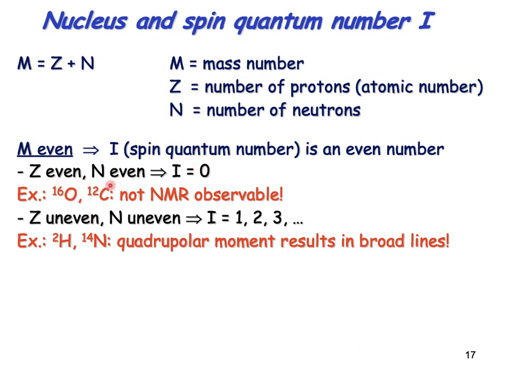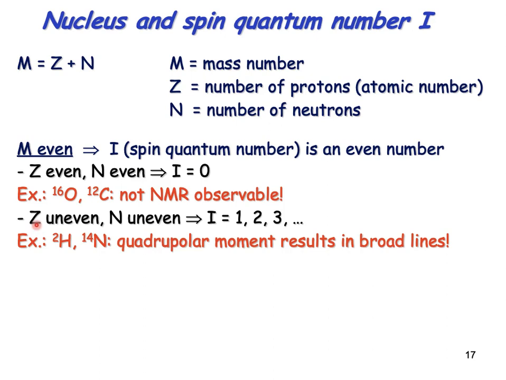In the case of carbon-12, there are 6 protons and 6 neutrons, so that equals 12. The mass number is even, so the spin quantum number will also be 0. If the spin quantum number is 0, then these nuclei cannot be detected through nuclear magnetic resonance spectroscopy. So these nuclei are designated as not NMR observable nuclei.